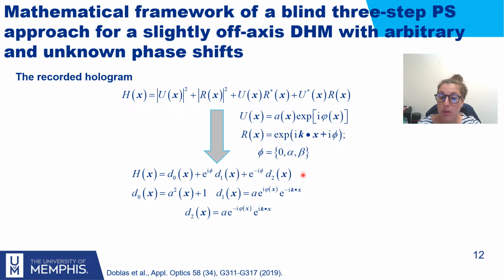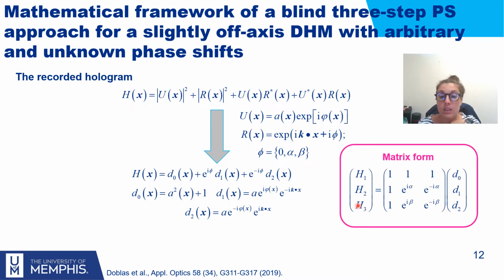So this is how I'm gonna create. If you look in this new equation now, my hologram is the combination of 3 terms, the D0, the D1, and the D2, and the combination of them changes based on the phase of the reference wave. So if I have 3 unknowns, I can use a linear equation system. So I need to have 3 holograms to get each unknown, the D0, the D1, and D2.